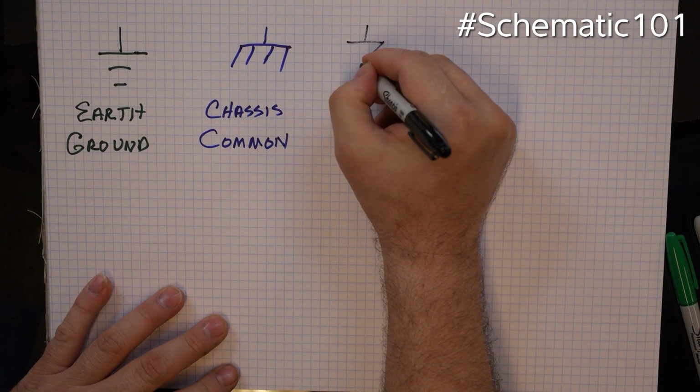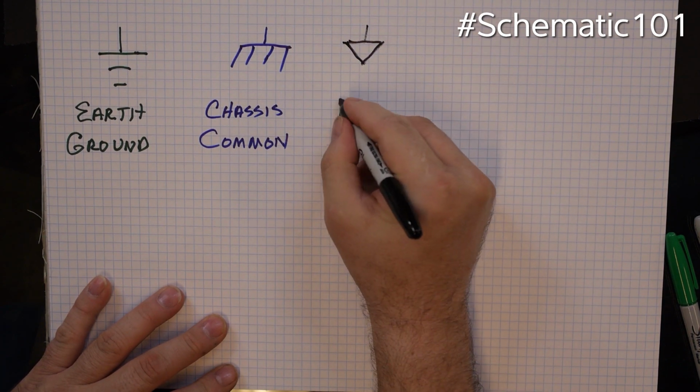Always a good thing. Now, semiconductor companies who make chips should be using this symbol, the triangle. That is power supply return.